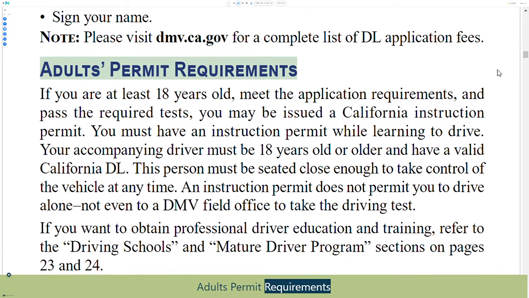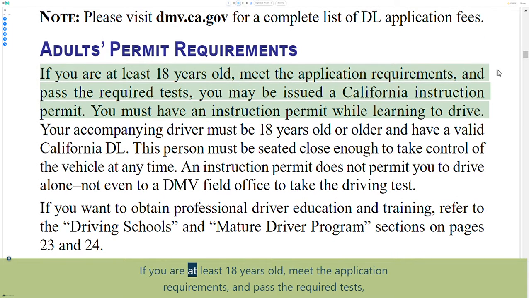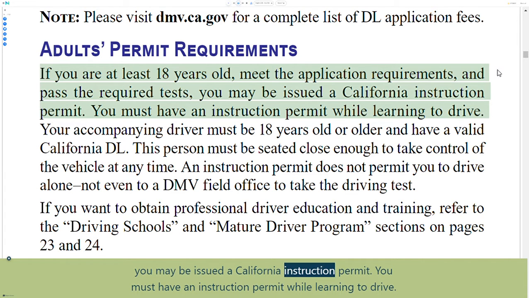Adult permit requirements. If you are at least 18 years old, meet the application requirements, and pass the required tests, you may be issued a California instruction permit.